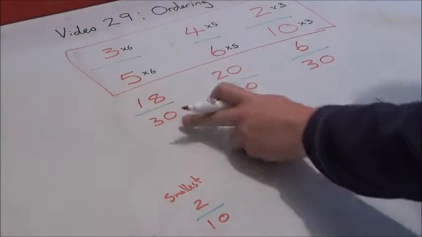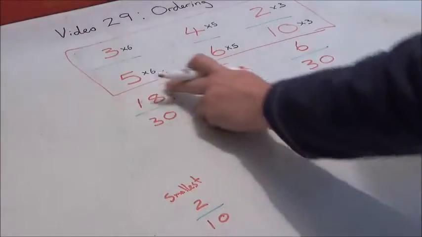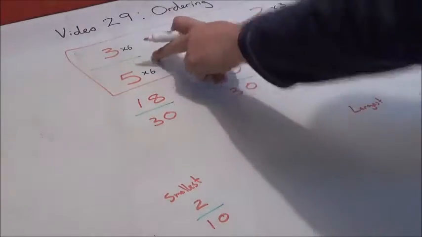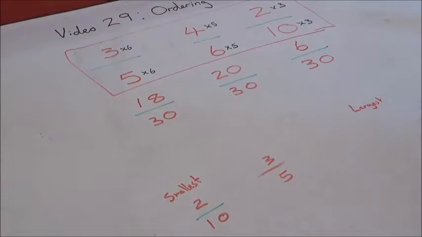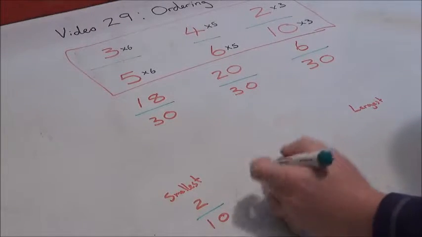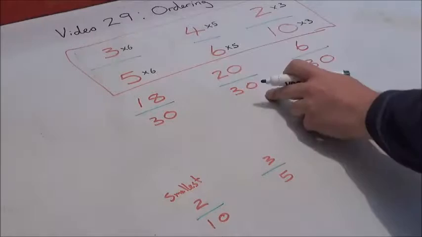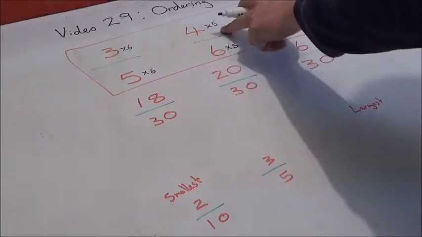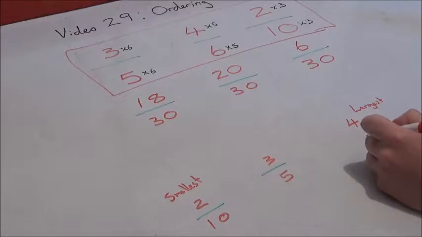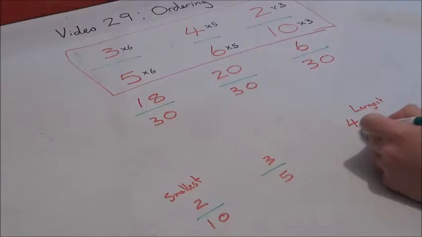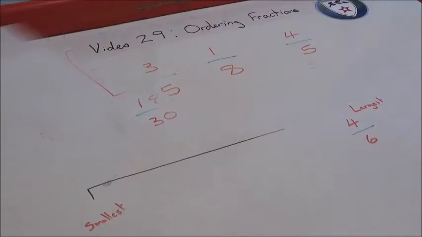Out of these two, we know the next smallest is going to be 18/30, which is equivalent to 3/5. And then our largest fraction, 20/30, or equivalent to 4/6. We'll go there. Right, now it's your turn.